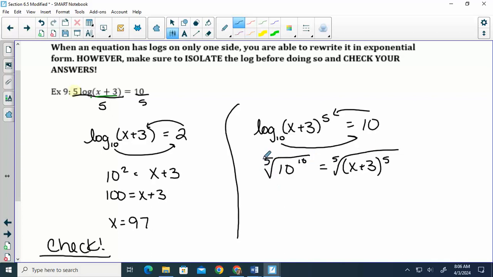When you do that, it's like dividing these. 10 divided by 5 is 2, so that would turn into a 10 squared. And that should look familiar. That's what we picked up here. So even if you turn it into an exponent, you'll get to the same place. It just takes a little longer to get there.